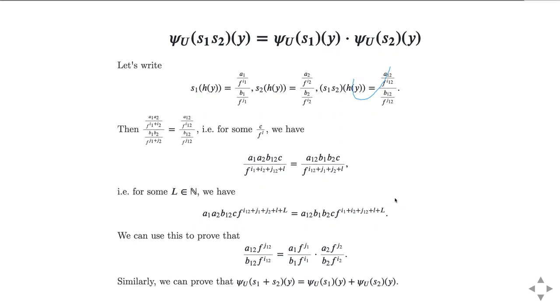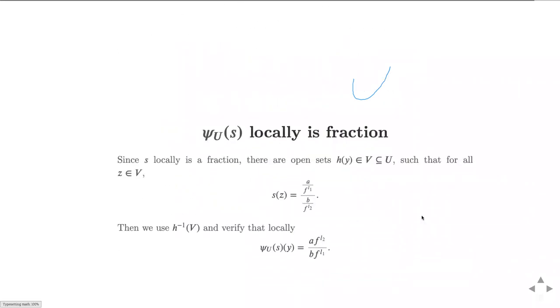Then for some c divided by f to the power of l, again this is just how equality works. We will get another equality of fractions. Then again, just by how equality in a localized ring works, we'll get this final equality here. Then we can use this equality to prove what we want. And to prove that it sends addition to addition is similar but harder.